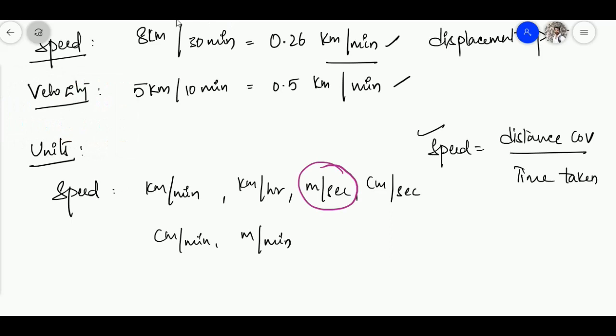Since you can see the unit of velocity we have taken is kilometer per minute, that means both speed and velocity will have the same units, like distance and displacement. The same. And the standard SI unit in which we calculate things is meter per second.